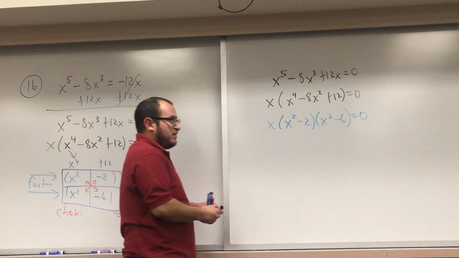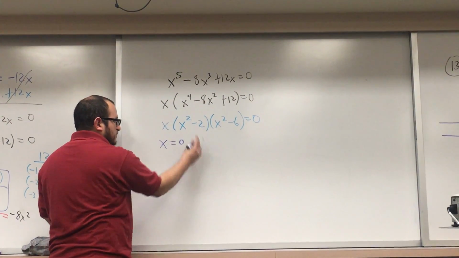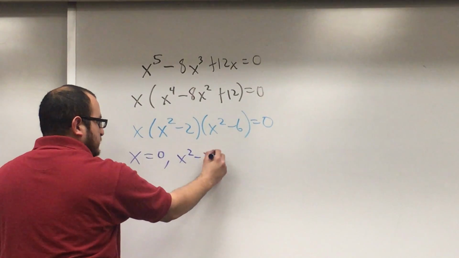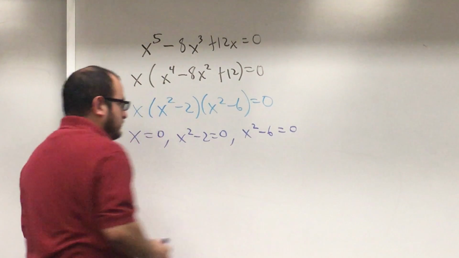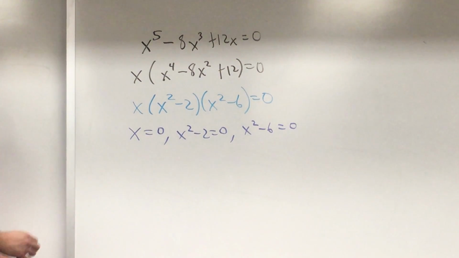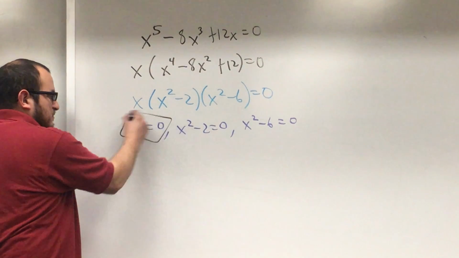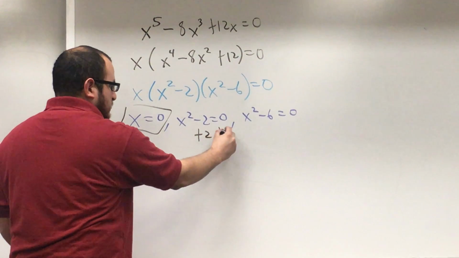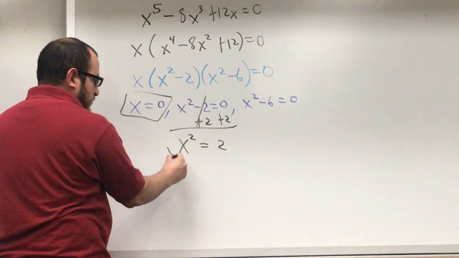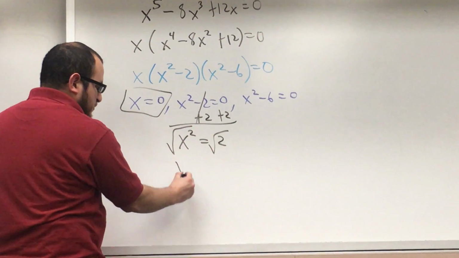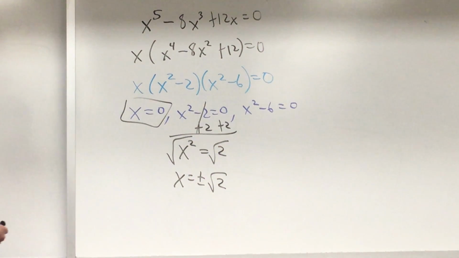All right, so we're solving. Don't forget the 0, so it's x equal to 0, comma. x squared minus 2 is equal to 0, comma. x squared minus 6 is equal to 0. Okay? The first one is done. That's what's nice. Here we have to add 2 to both sides. x squared is equal to 2. Take the square root. So x is equal to plus or minus radical 2.